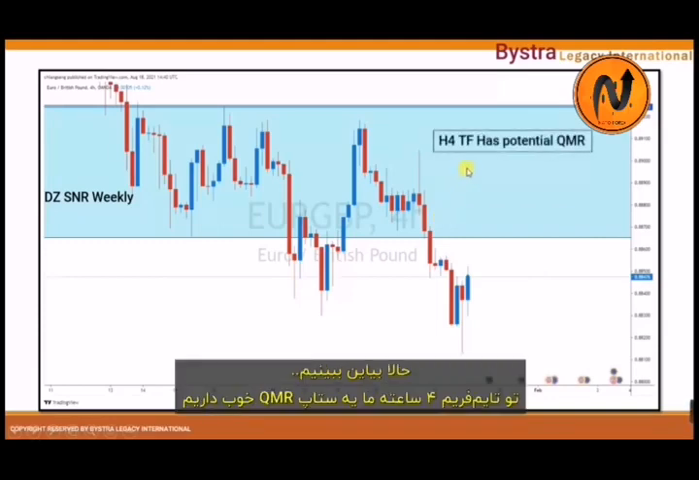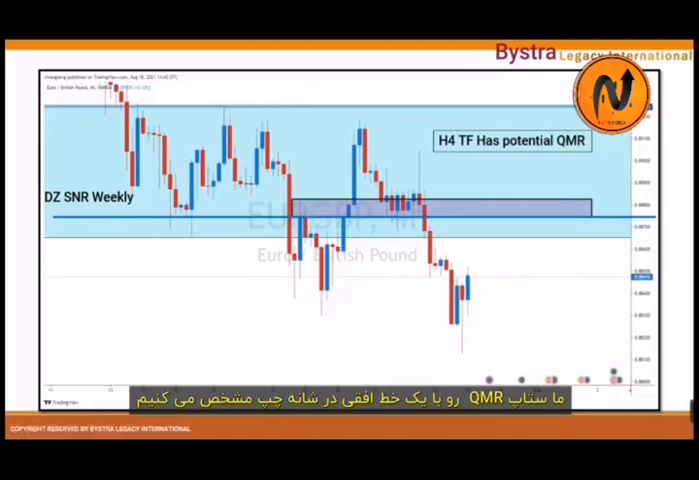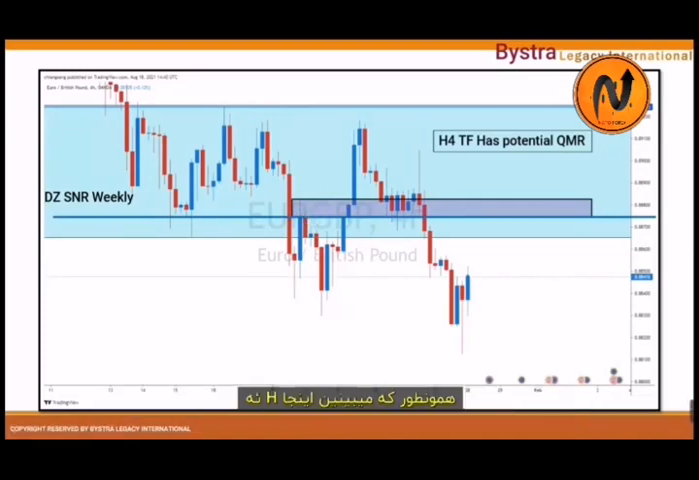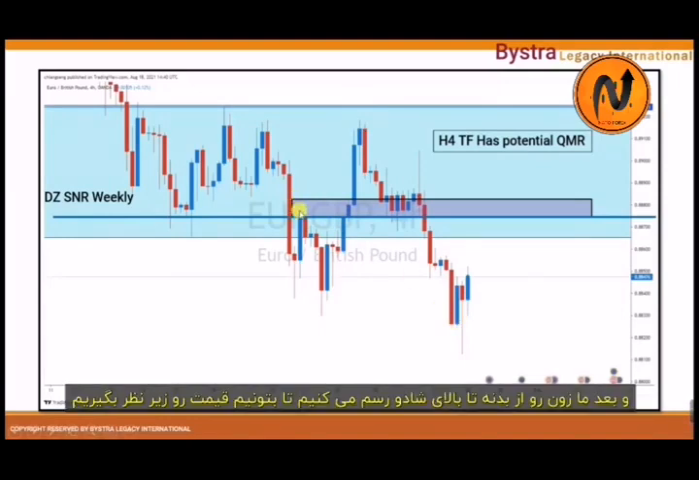At the H4 time frame, we have the potential QMR, which is this area. We mark the potential QMR with the horizontal line at the left shoulder. This is the high, low, higher high, lower low. You see the structure of it? And then we mark the zone from the body to the wick for monitoring purposes, so that it is easy to monitor when the price comes back to this zone.